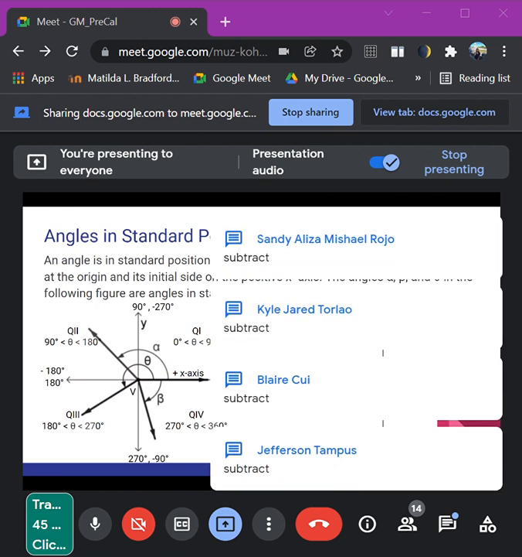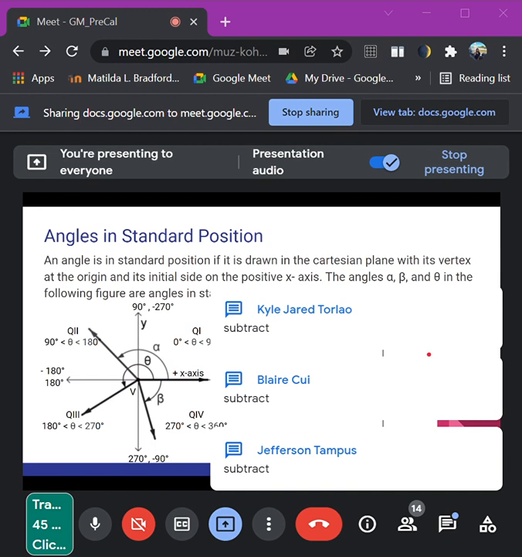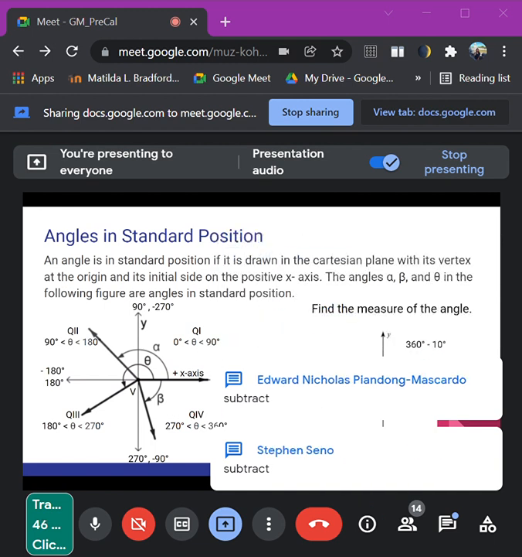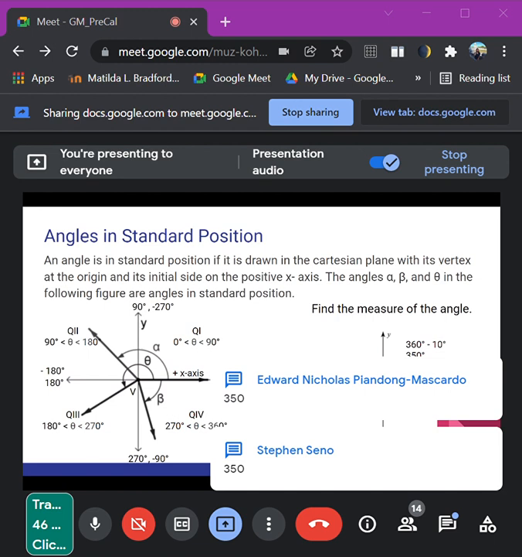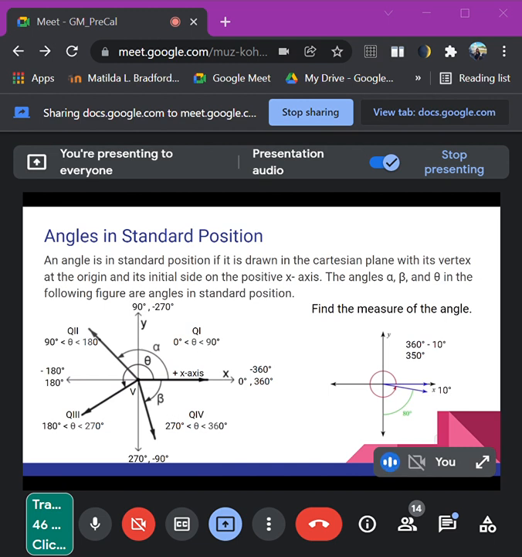Okay, mag-subtract ta. So we are going to subtract. Since na naman kay 10 degrees diha, we're going to subtract 360 minus 10 degrees. So what is our result? Okay, very good. That is 350 degrees. So meaning to say the measure of this angle is 350 degrees. Okay, very good. Now questions for example number 1.